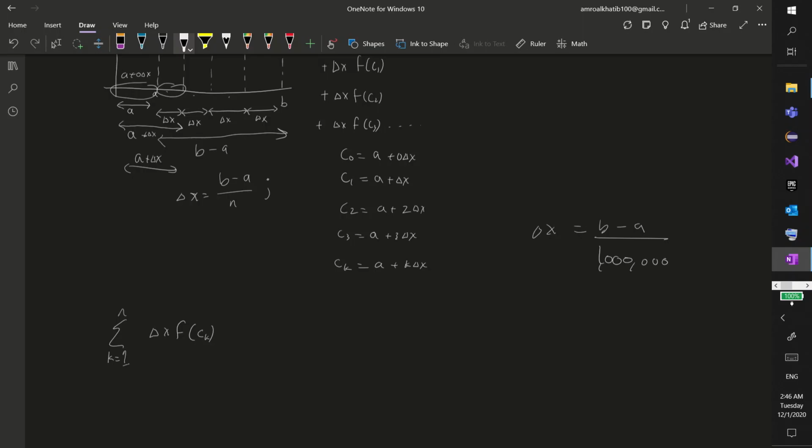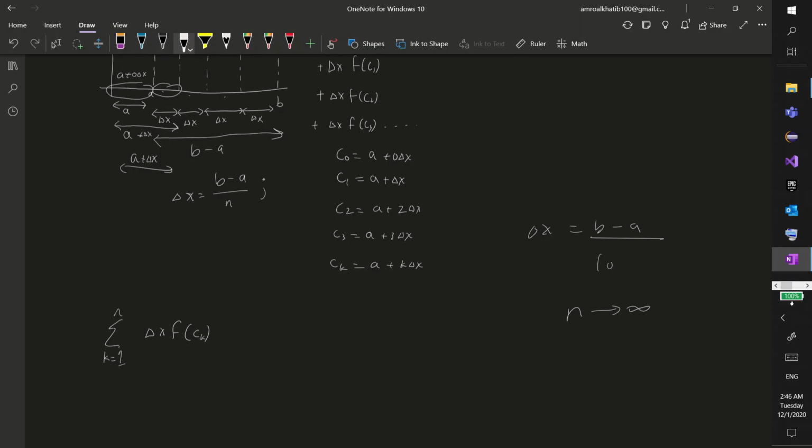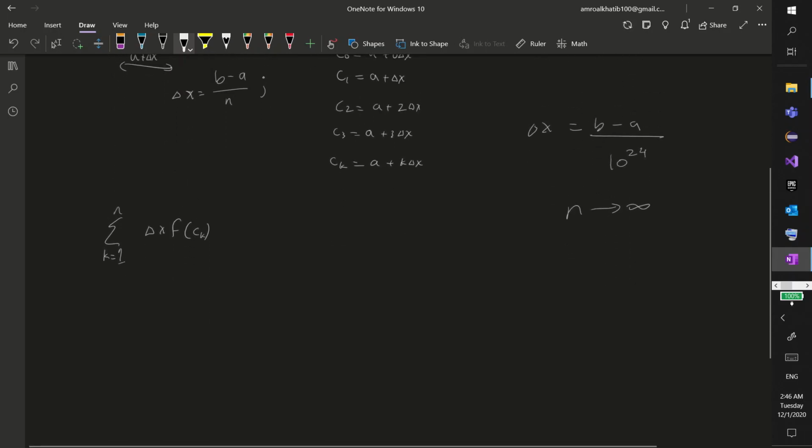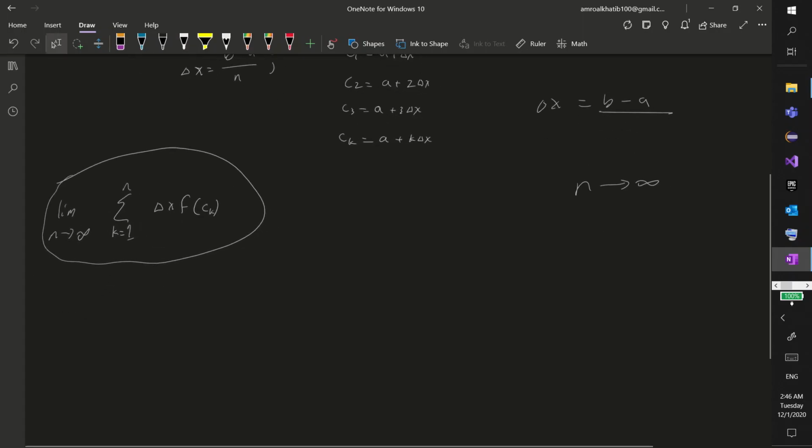So we say that delta x is extremely small and n goes to infinity. It could be bigger than a million, by the way. It could be 10 to the power of 24. So n goes to infinity, gets bigger and bigger. So we say limit as n goes to infinity. And well, this is your formula. We just found your formula.